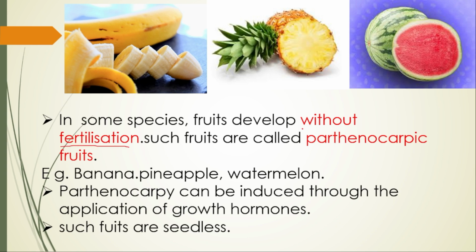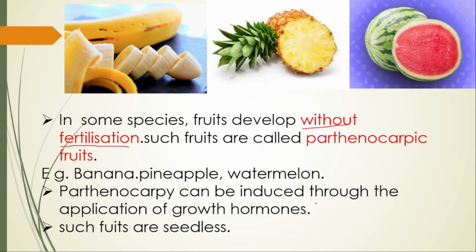If the fruit is developed without fertilization, then that kind of fruit is said to be what? Parthenocarpic fruits. Usually they will be seedless. Best examples: banana, pineapple, watermelon, etc. If the fruit is not having seeds, then it will be a parthenocarpic fruit. Parthenocarpic fruit means fruit develops without fertilization.